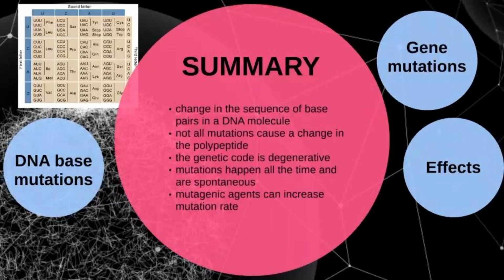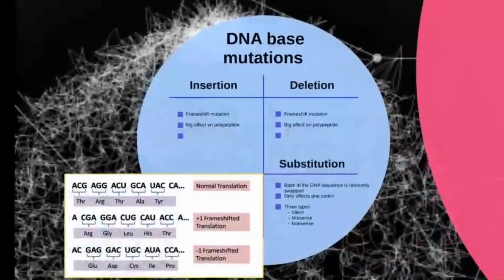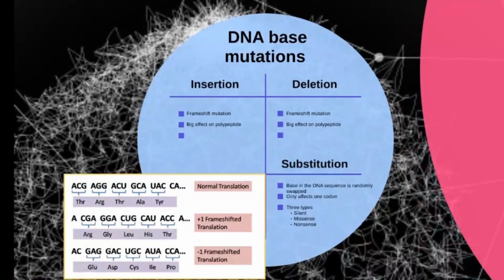So let's talk a bit more specifically about DNA-based mutations. As I said, the amino acids are coded for by a triplet codon. So this is 3 base pairs code for 1 amino acid. And the way that the bases are read in the DNA is they're read in groups of 3. There are 3 different types of DNA-based mutations that we're going to talk about today. There are insertions, deletions, and substitutions.